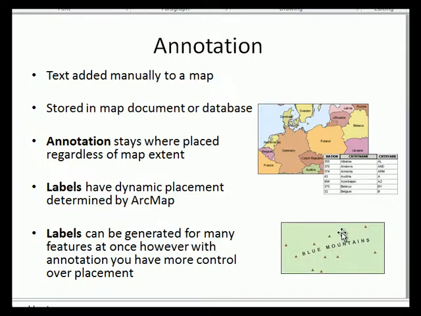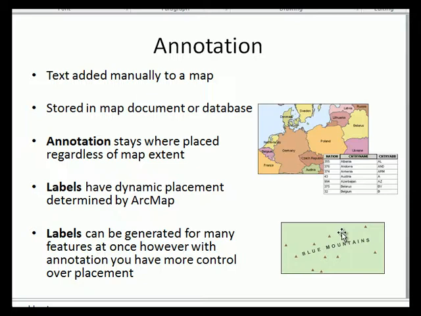So the term annotation is used when we think of text that's manually added to a map. You can store it in either the map document or in a database. And we use annotation when we need finer control over the placement of labels.